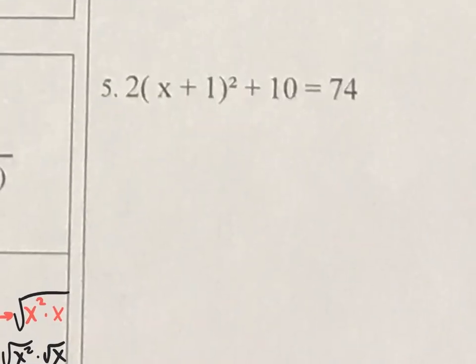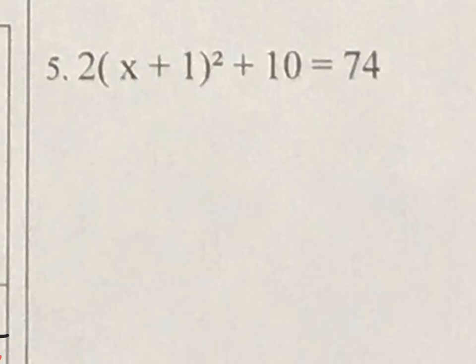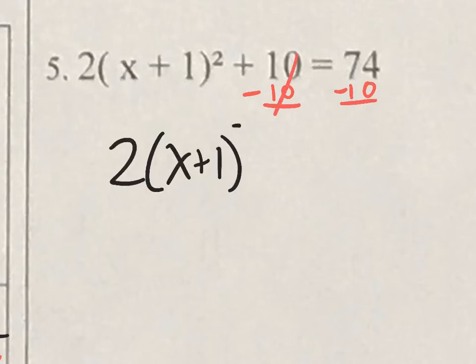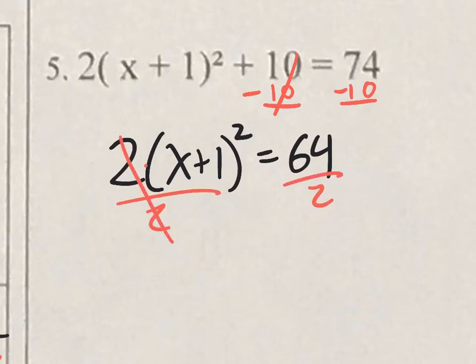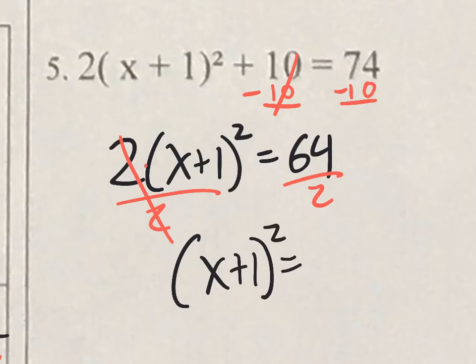Let's take a look at this last one, probably the hardest one. Expect it to be on the quiz tomorrow. Maybe the same exact one. Subtract 10, subtract 10. Let's rewrite this guy. It's 2 parentheses x plus 1 squared equals 64. Divide both sides by 2. We're going to end up with x plus 1 squared equals 32. We're going to have to square root.